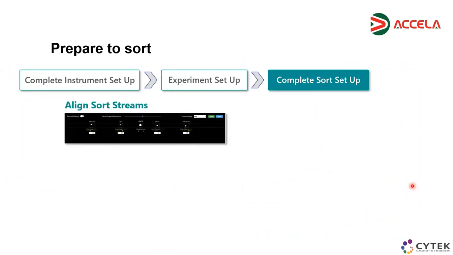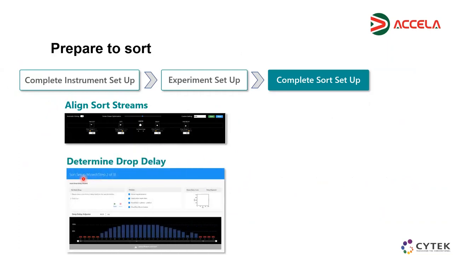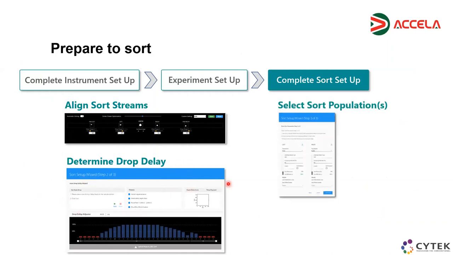And there is the same wizard for setting up the proper settings for sorting. So aligning your sort stream, determining the drop delay, and selecting the sort population. There are 2 different options, whether you want to use our wizard. There are wizards, for example, depending on whether you're interested in a rich amount of cells or high purity, or you can totally create your custom wizard, in a way that you can decide the settings for alignment of the sort stream. You can decide the settings for the drop delay and for the sort population.